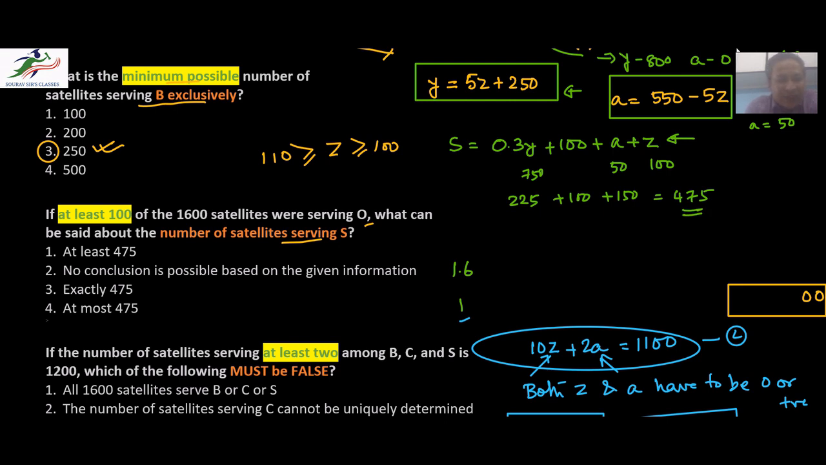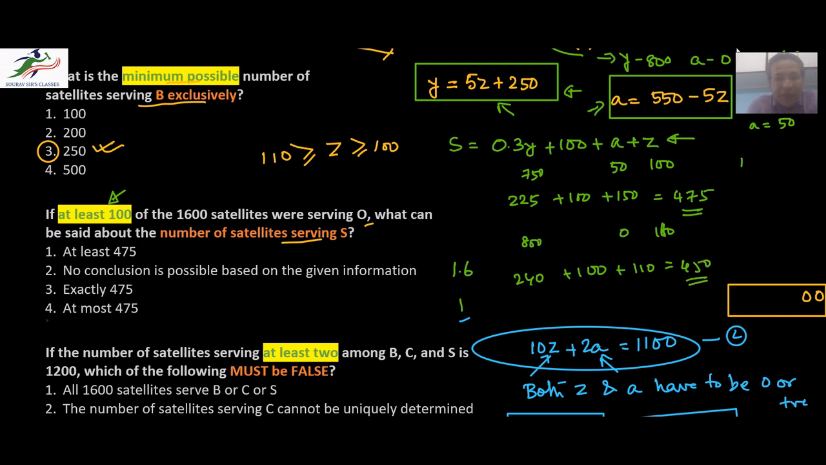Now the question is, Z is at least 100. So Z can be more than 100. So Z maximum we have seen is 110. So when Z is 110, then A becomes 0 and Y becomes 800. And so 800 into 0.3 is 240. We've seen this before, plus 100 plus 110 is equal to 450.